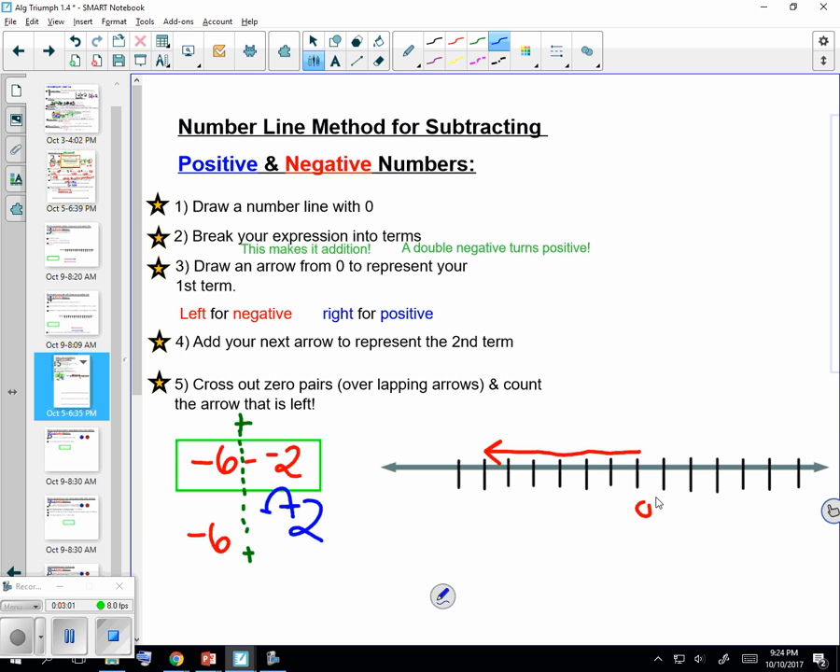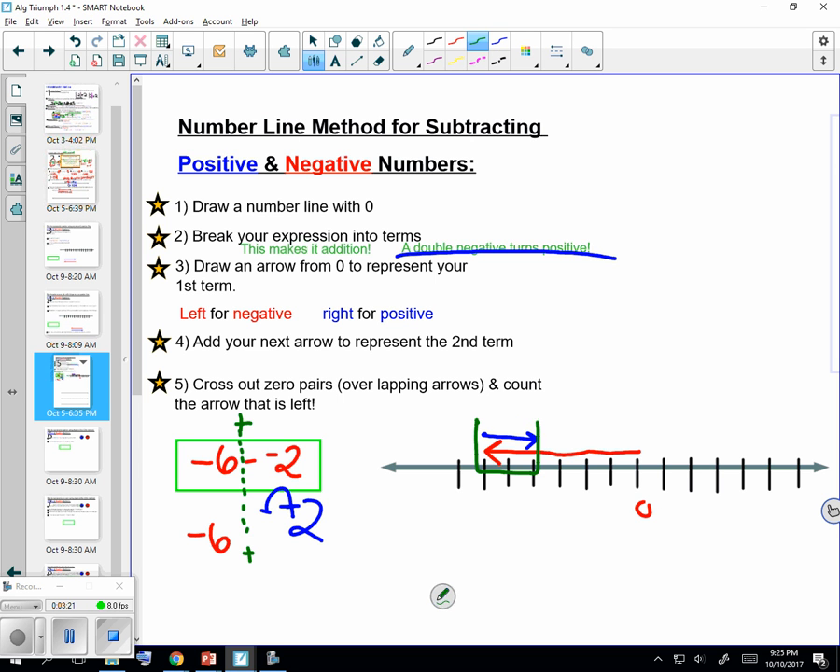It was a negative, negative 2, but that double negative turns positive. So from the tip, we're going to go back 2. Why are we going to the right? Because we made it a positive number, because we had a double negative. Step 5, cross out your 0 pairs.